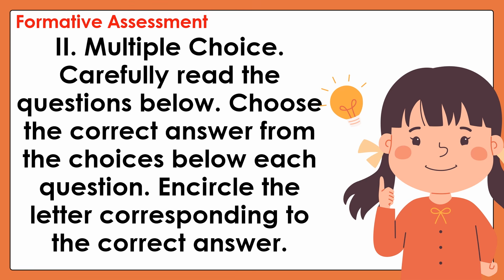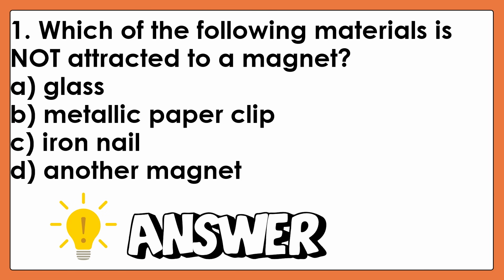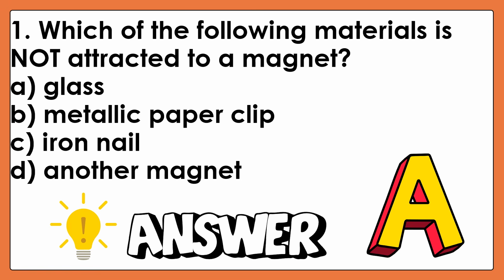Second part is multiple choice. Carefully read the questions below. Choose the correct answer from the choices below each question and circle the letter corresponding to the correct answer. Number 1, which of the following materials is not attracted to a magnet? A. Glass, B. Metallic paper clip, C. Iron nail, or D. Another magnet? The answer is letter A, glass.